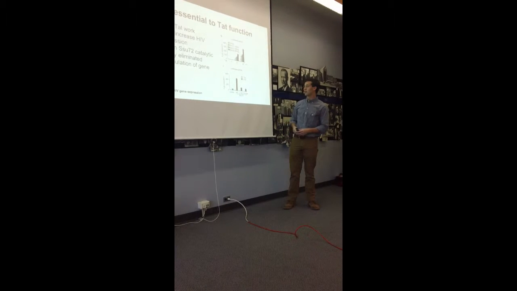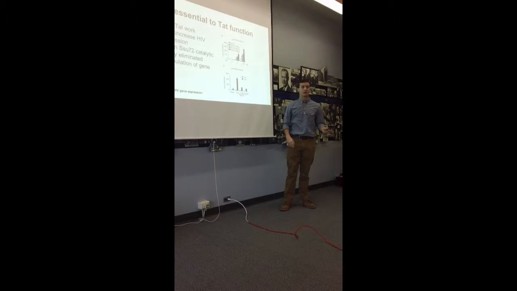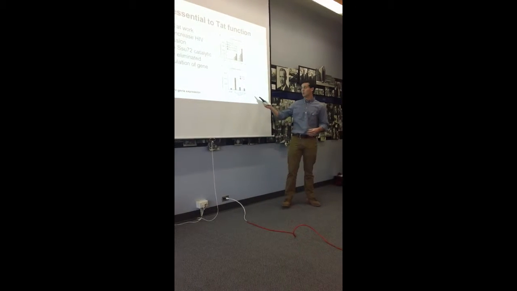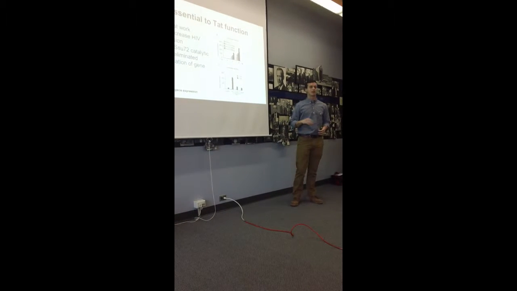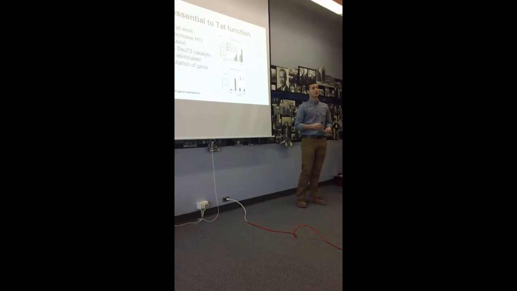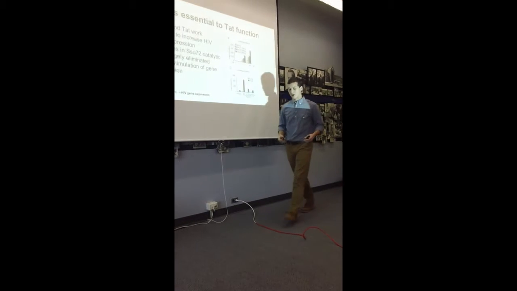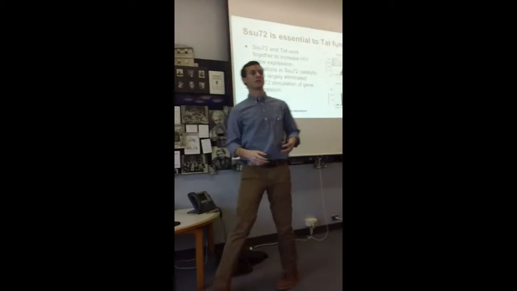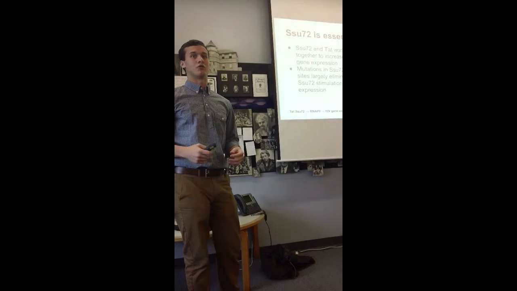And what they found was that in TAT negative cells, like they expected, there was very little HIV transcription. But in TAT positive cells, mutated SSU72 had significantly less HIV transcription than in normal wild type SSU72 cells, which helped them to find that mutating SSU72 may be helpful in affecting the function of HIV in cells.